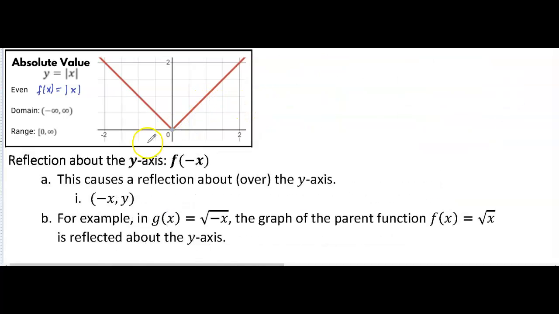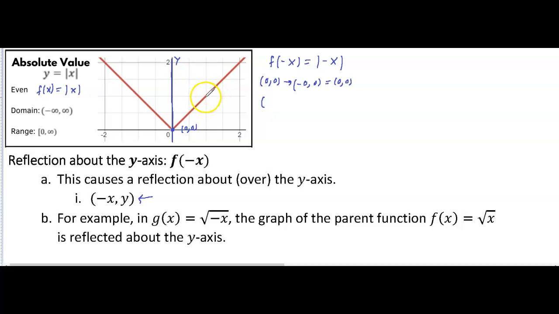Now let's do a quick reflection about the y-axis. It just says that if we input a negative x for our x, this is what should happen to the points. So if we take a point like 0, 0, it should be negative 0, 0, but really that's the same thing as 0, 0. So again, we're not shifting our 0, 0, our little vertex, around. We're just hoping that it's going to reflect about our y-axis right here.